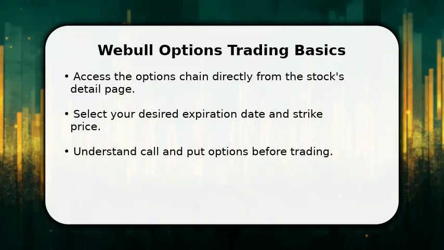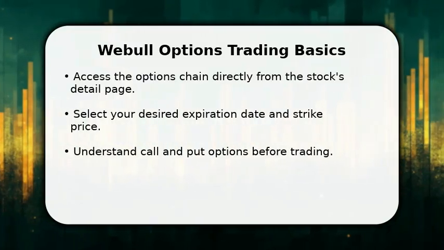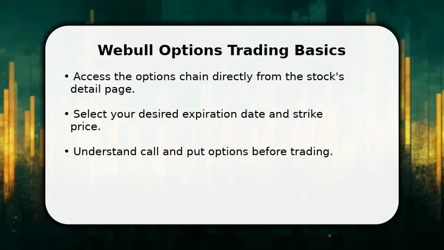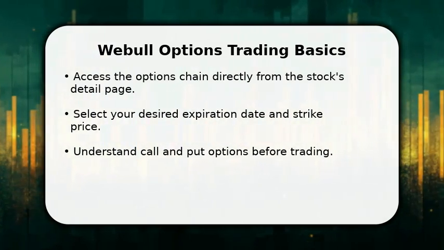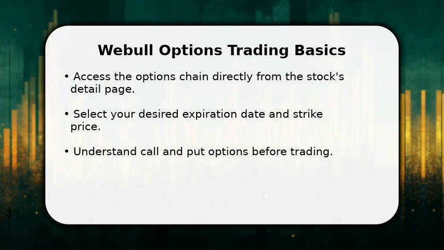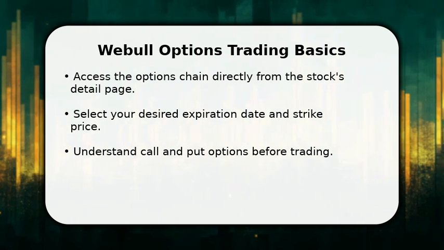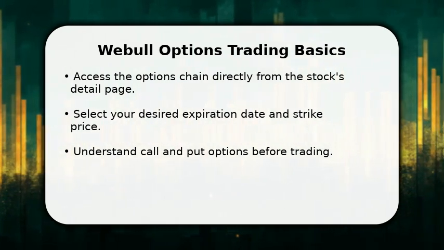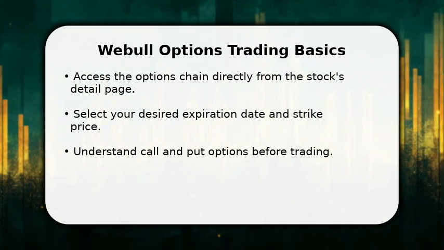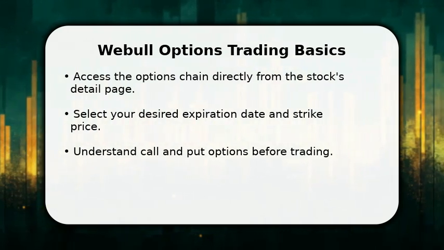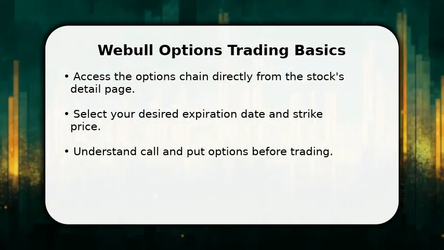Enjoy the video. In this video, I will show how to buy options on Webull desktop. First, open the Webull desktop application and navigate to the stock you wish to trade options on. Locate the Options tab, usually found near the stock chart. This tab will display the options chain, showing various expiration dates and strike prices.